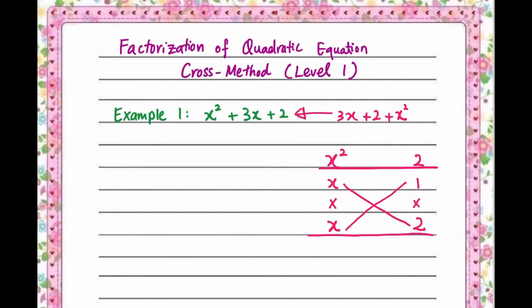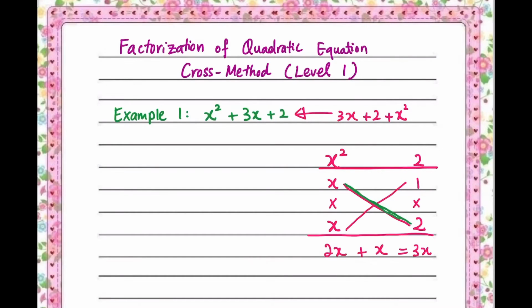So cross multiply means you first multiply x times 2, which will become 2x, and then the same way you do x times 1, which will become x. Now if they're positive, you keep positive. If any of these had a negative sign, you will need a negative sign too. And then you add them together, so you will note it is 3x.